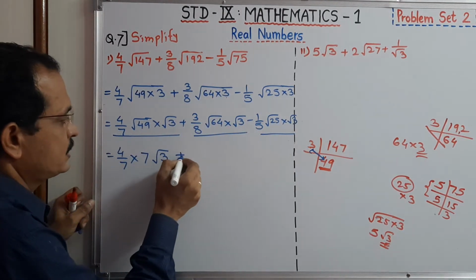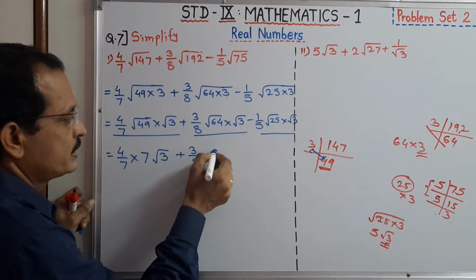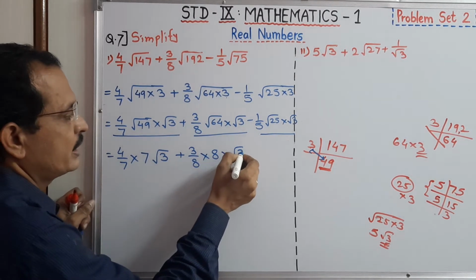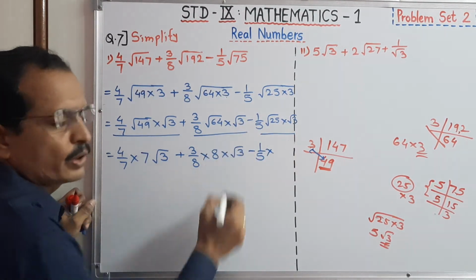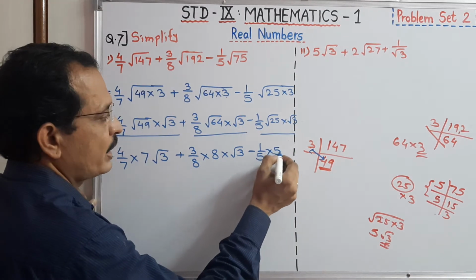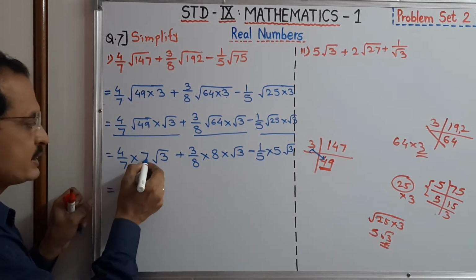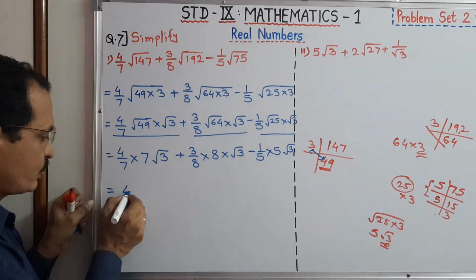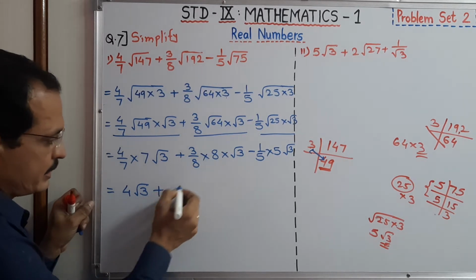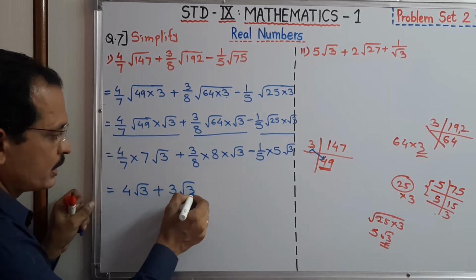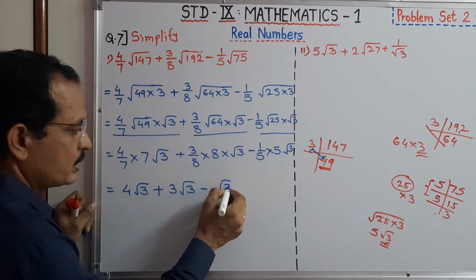See here. Plus 3 upon 8 square root of 64, it is 8 and root 3 as it is. Minus 1 upon 5 into square root of 25, it is 5 root 3. Now see here, this 7 gets cancelled. It is 4 root 3 plus, this 8 gets cancelled, 3 root 3 minus, this 5 gets cancelled, root 3.